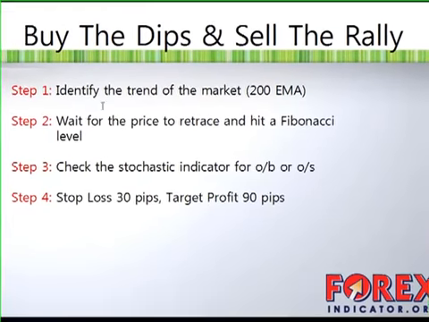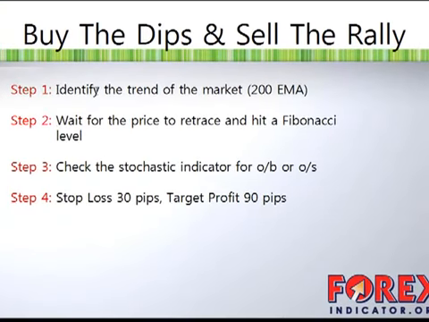Once you identify the trend of the market, you wait for the price to retrace and hit the Fibonacci level. The best will be the Fibonacci 0.382, 0.5, and 0.618. These are very strong support and resistance levels. Once the price hits the Fibonacci level, you go to the stochastic indicator to check whether it is overbought or oversold.